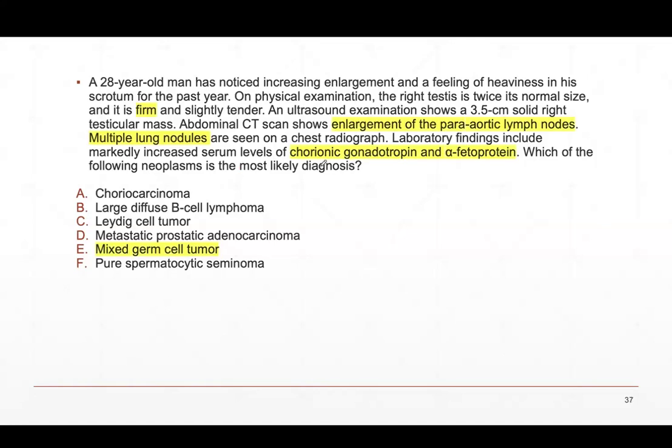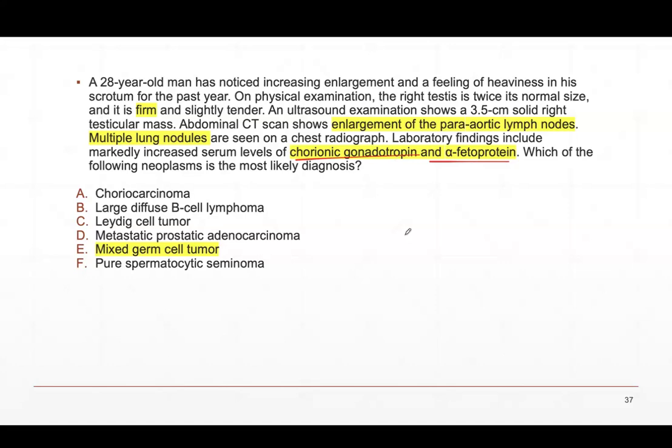And the clue here, the only clue honestly, is that both chorionic gonadotropin and alpha-fetoprotein were elevated. Tamam. In choriocarcinoma, it's only HCG. And in yolk sac tumor, it is only alpha-fetoprotein. And then the rest have different kinds of markers. A Leydig cell tumor, which is a sex stromal cell tumor, wouldn't give you these findings of chorionic gonadotropin and alpha-fetoprotein.